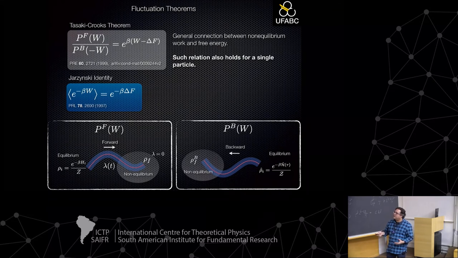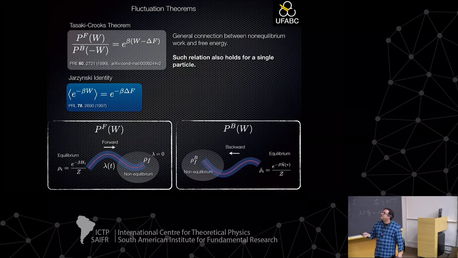So when we have this kind of protocol where we start from an equilibrium state, then we change the Hamiltonian and we bring the system to a non-equilibrium state, if you consider the backward version of the protocol, I can get the time inversion version of the protocol. We can change the Hamiltonian in the backward way, starting from the equilibrium state of the final Hamiltonian, and we will end up in a non-equilibrium state. And if you take the distribution of work for the forward protocol divided by the backward protocol, we can prove that this is equal to this exponential of beta, where beta is 1 over k_B T, the inverse temperature, times the work minus the variation of free energy. So this is known as the Crooks theorem, and this is valid for a classical stochastic system or a quantum one.